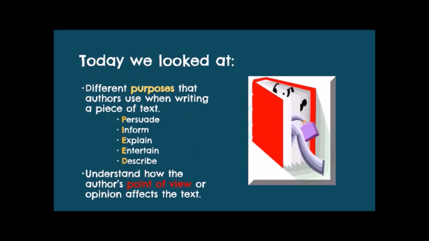So today we looked at different purposes that authors use when writing a piece of text. We looked at persuade, inform, explain, entertain, and describe. We also now know how to understand how the author's point of view or opinion affects the text.